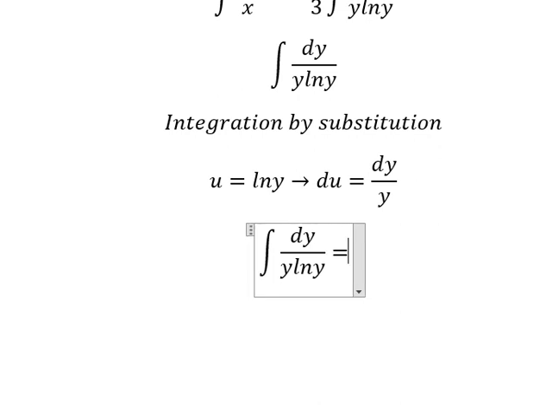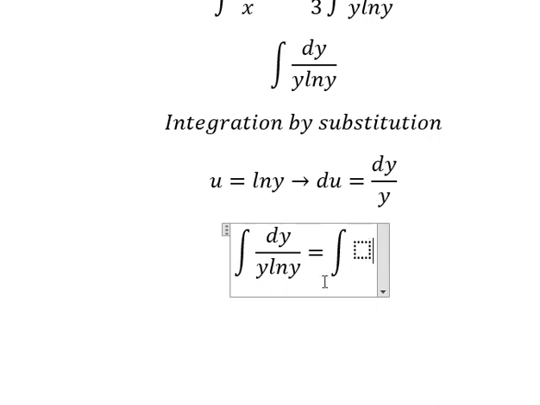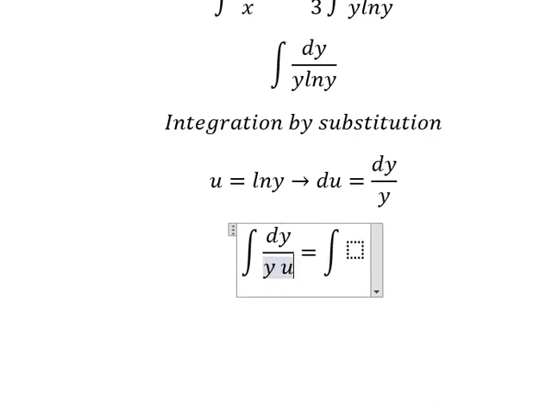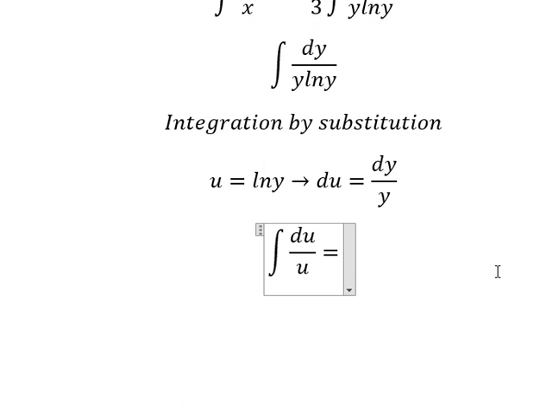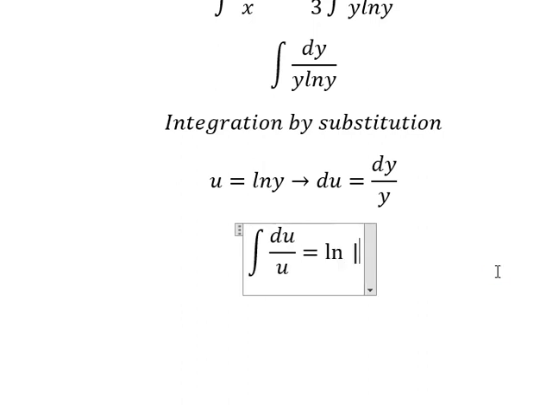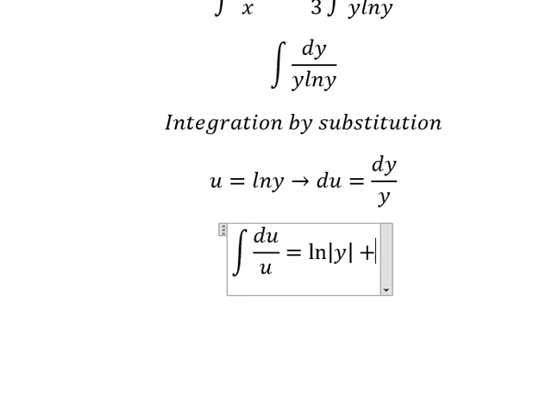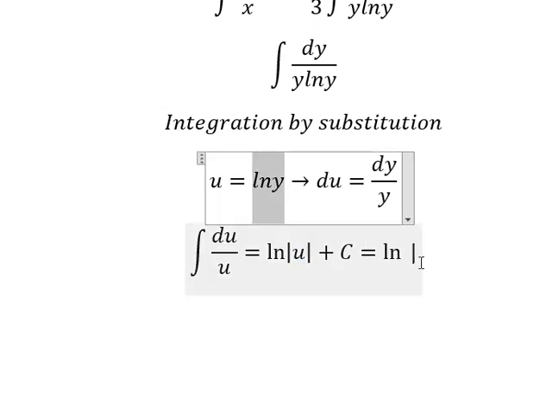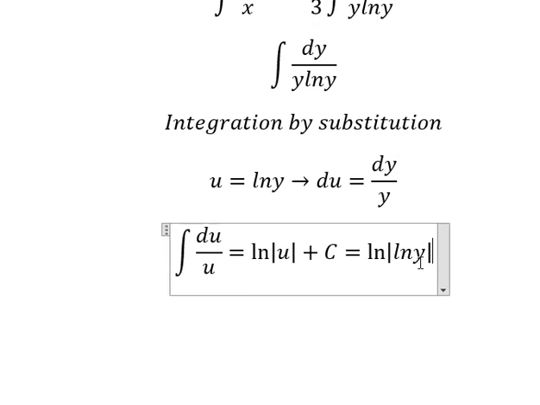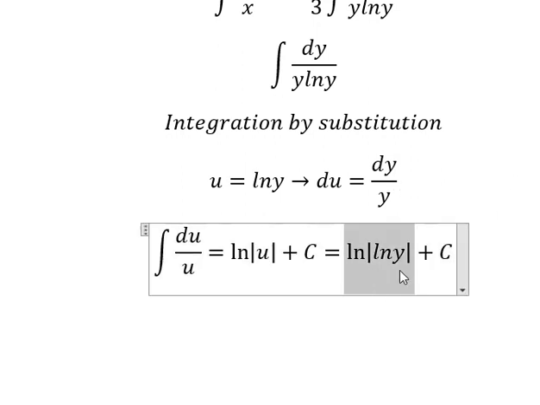So ln y we change to u. dy over y we change to du. So the integration of this one, we have ln of the absolute value of y, and we put c. About ln u, u we change to ln y. And here is the answer.